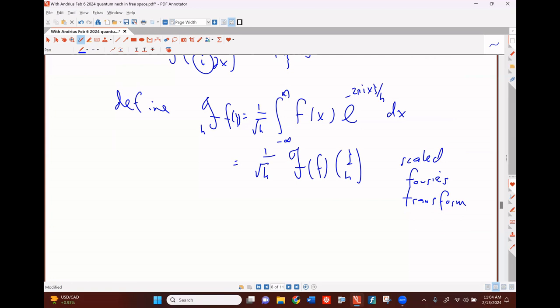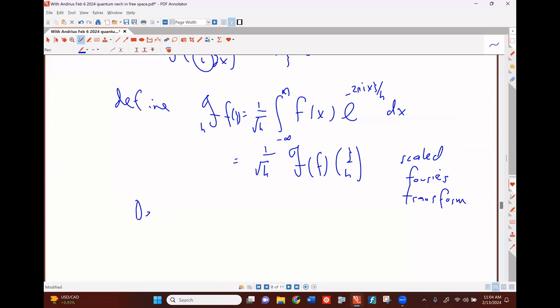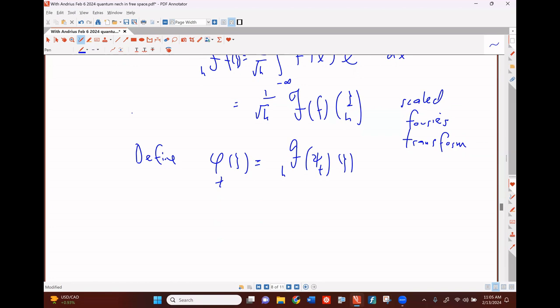And so I'm going to define this new function, phi t at zeta, to be this scaled Fourier transform. Let's just write out the compact notation. So in other words, we're going to take the Fourier transform of our standard wave function and make a new function out of it. Psi of t is a function of x, but phi of t is a function of zeta.